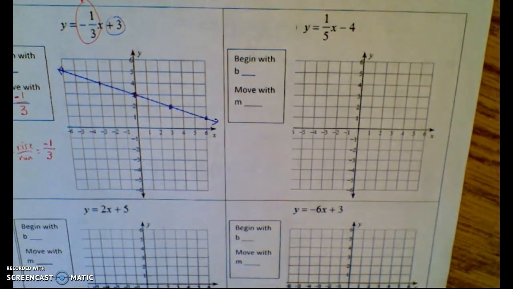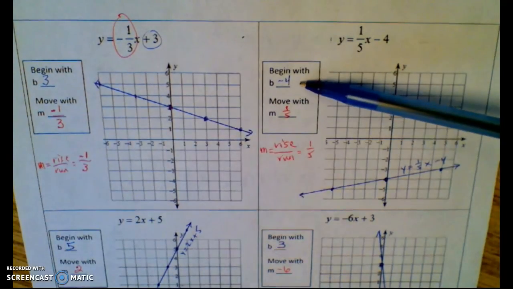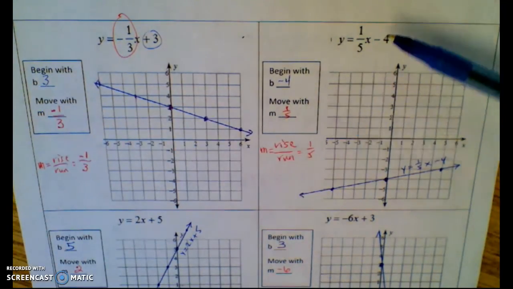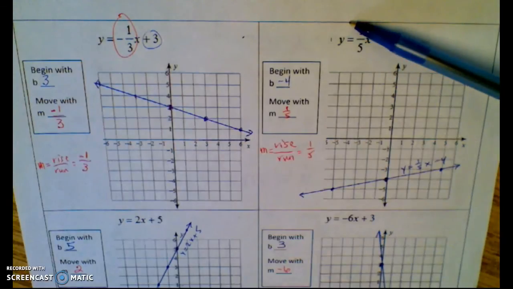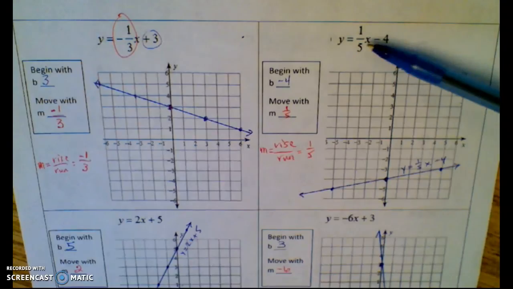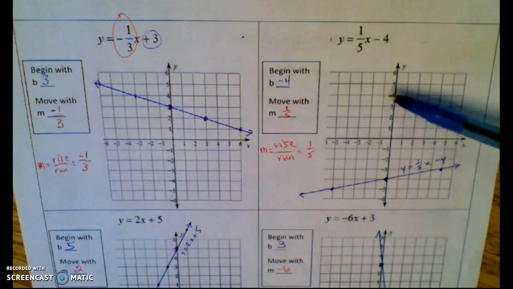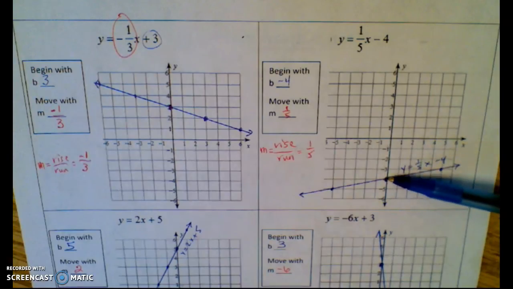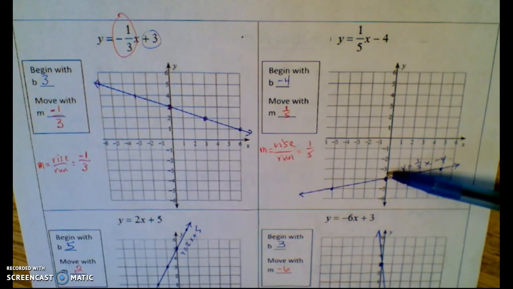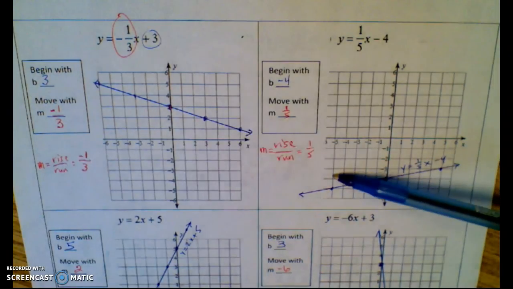Okay, what you want to verify now, before we tape this into our book, is that we correctly have our beginning points and we correctly have our slopes taken from the formula. Remember, y equals mx plus b. The m is always in front of x. The b value, or the y-intercept, your beginning point, is always at the end. So you can see that this graph begins at the y-intercept at -4 and it has a rise of 1, a run of 5. So it's not very steep.